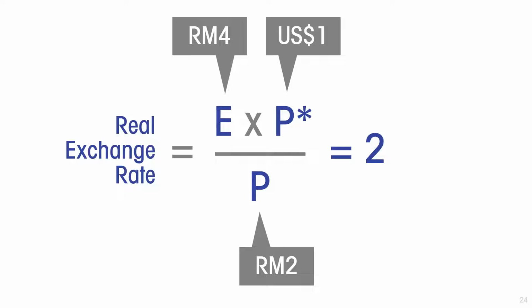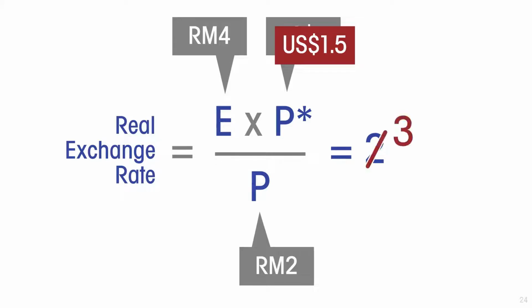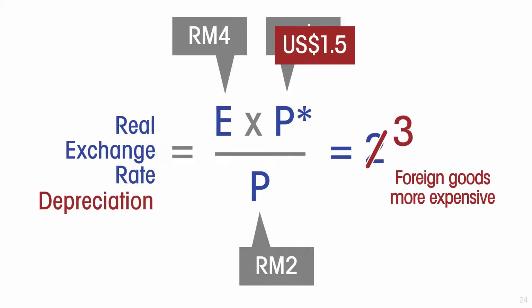US prices go up by 50%. So our index of US prices goes from 1 to 1.5. When we calculate the new real exchange rate, we get a value that is higher than the one we had before, 50% higher. So that tells us that we have had a real exchange rate depreciation of 50%. The interpretation is that foreign goods have become more expensive relative to local goods when both are expressed in local currency.